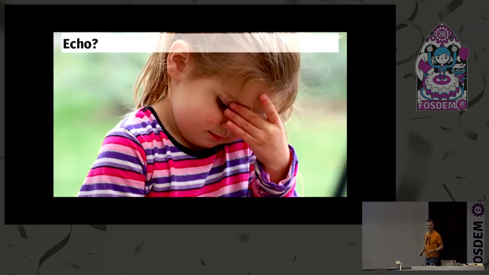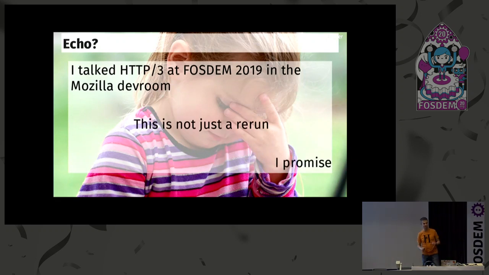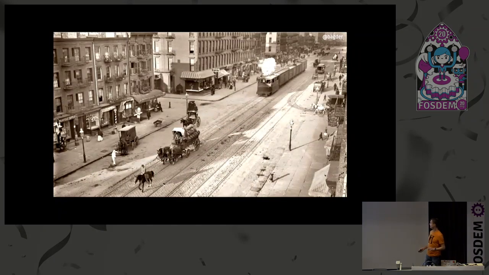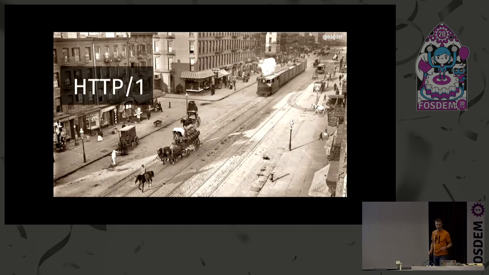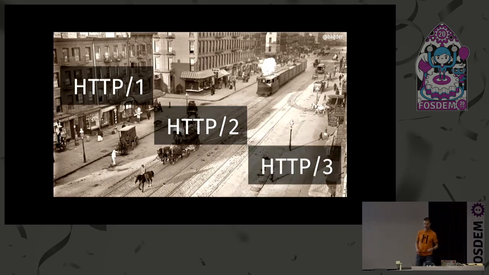I talked about this last year. Yes, this is not exactly the same, I promise, but you might recognize a few things because HTTP 3 is still number 3. So this is how we started. This is a picture from the 90s. We started with HTTP 1, actually. HTTP 1.0 shipped in 1996, and then took a long time, and then we did HTTP 2, 2015, and now we're working on HTTP 3. So it'll get a little bit faster.